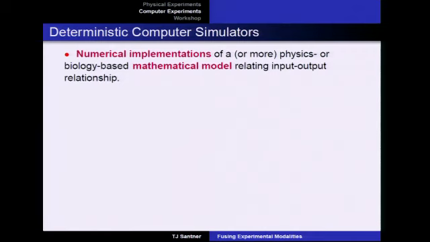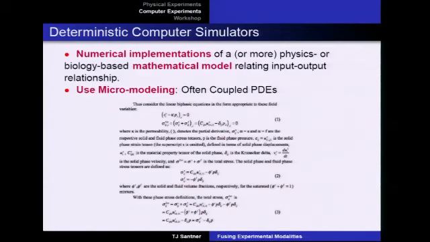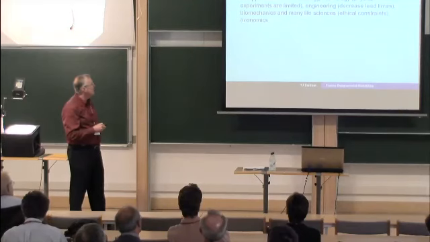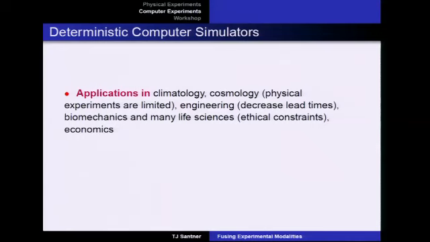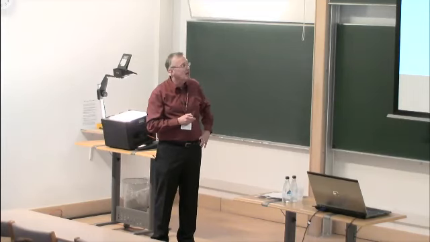Deterministic simulators, on the other hand, are a bit different. They're numerical implementations of some sort of detailed physics or biology-based model. We're working on a problem in tissue engineering where pressure in cartilage is being developed as a result of a study of a linear biphasic model, and there's a whole set of coupled differential equations which describe linear biphasic interaction. So it's often PDEs or coupled PDEs that you're looking at. The application areas tend to be a bit different than in stochastic simulation models: climatology, cosmology, engineering, biomechanics, the one I'm most involved with, and life science applications.